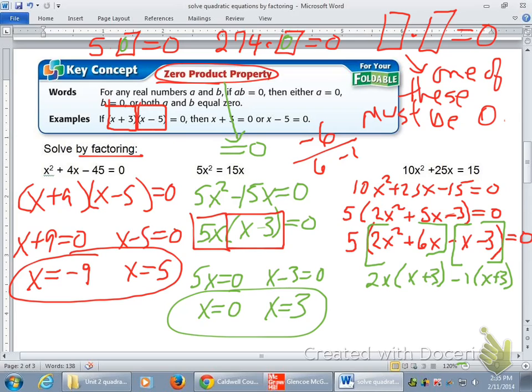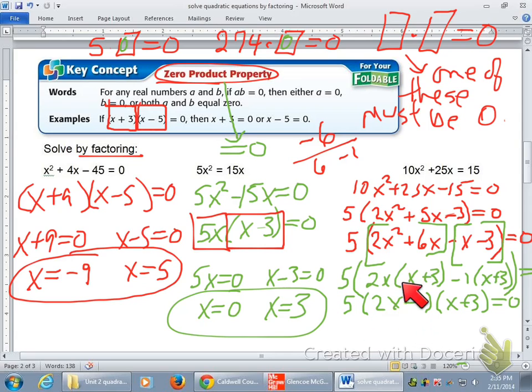Okay? And now, all of that is still in its own parenthesis, and I still have a 5 there. Can't lose that 5. And it's still equal to 0. I'm out of room on the side, but it's still equal to 0. So that gives me 5 parentheses, 2x minus 1, parentheses, x plus 3. That's my factor. Now how many terms am I multiplying?